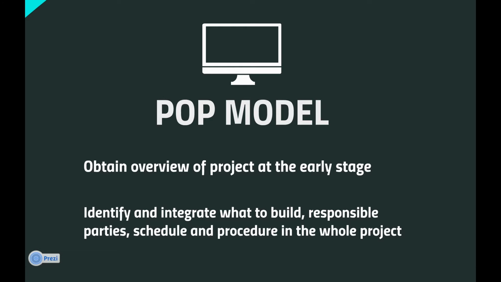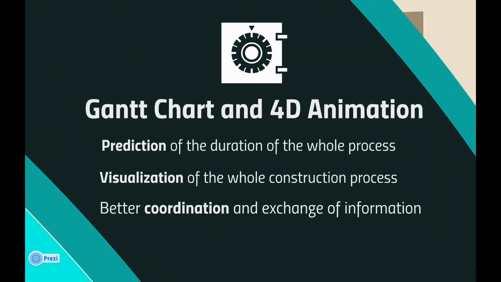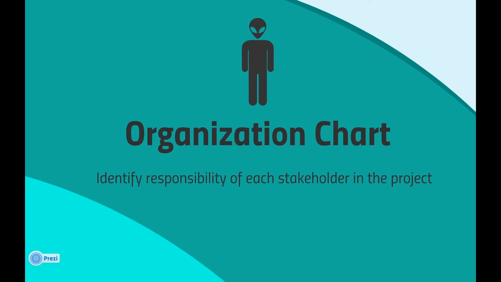And for the 3D BIM, we would like to visualize the project before and during the construction stage, shared between different stakeholders. Clashes can be detected and prevented. For the Gantt chart, we would like to predict the duration of the whole process according to the critical path. And for the 4D animation, we would like to visualize the whole construction process for better coordination and exchange of information. And for the organization charts, we would like to identify the responsibility of each stakeholder in the project and their contractual relationship.